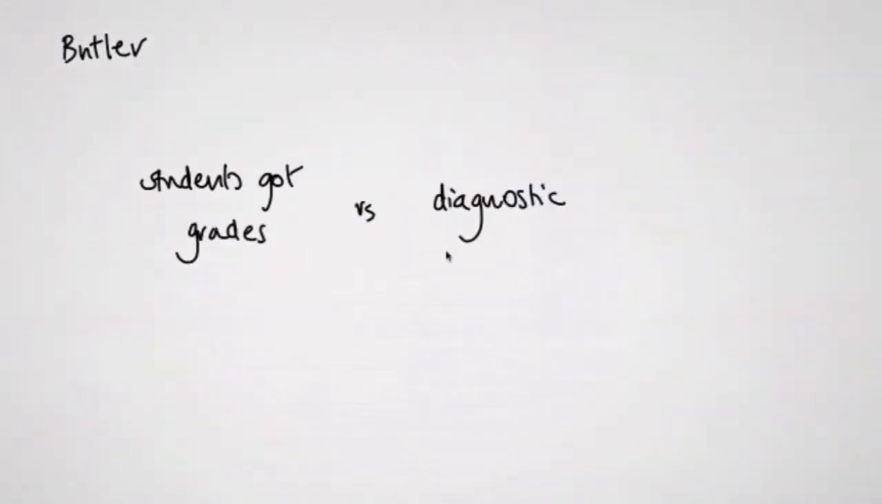So a really interesting experimental study was conducted by Butler, and he compared 3 conditions. Well, first of all, he compared just 2 conditions. He gave students grades, and then in the other condition, they gave students diagnostic feedback. And what they found was the students who had no grades, but they got diagnostic feedback, did significantly better in the future.